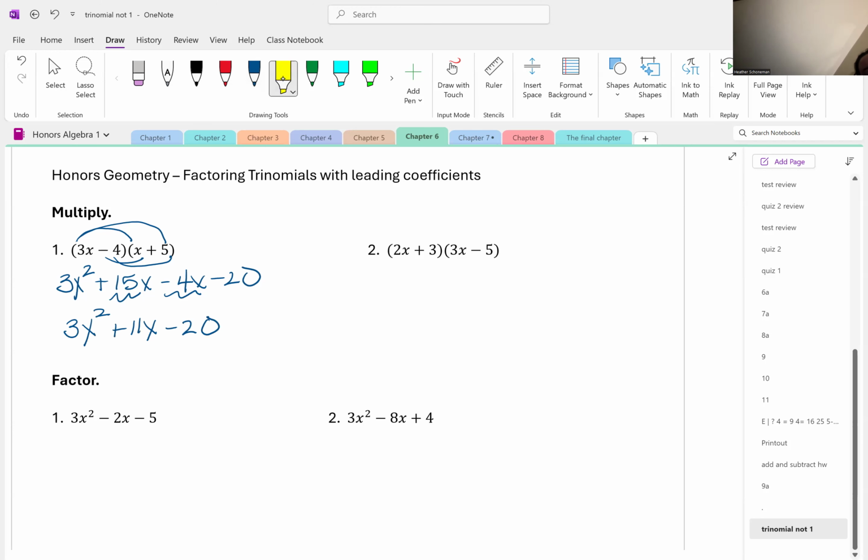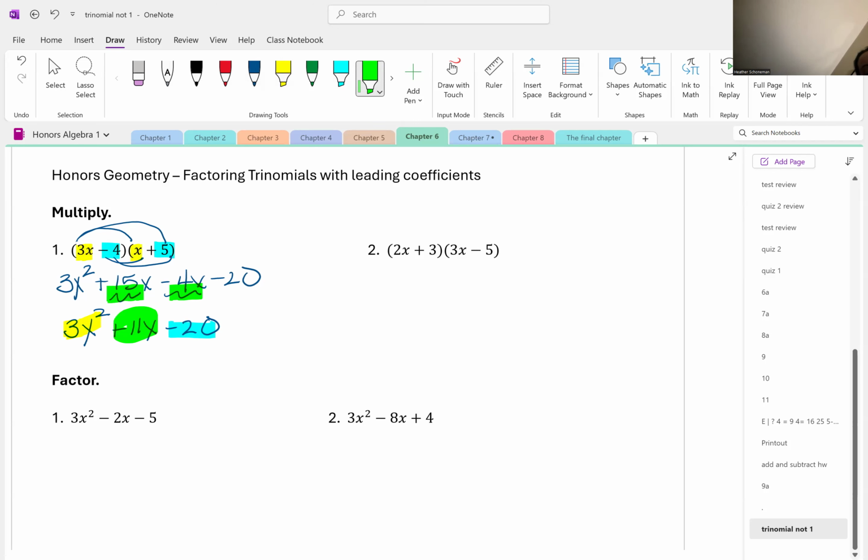Now let's just think about this for a second. This 3x squared came from the 3x and the x, right? And the negative 20 came from the negative 4 and the positive 5. It's this 11x in the middle that's a little tricky, and it's a combination of two things combined together. That's what gave us the 11x.